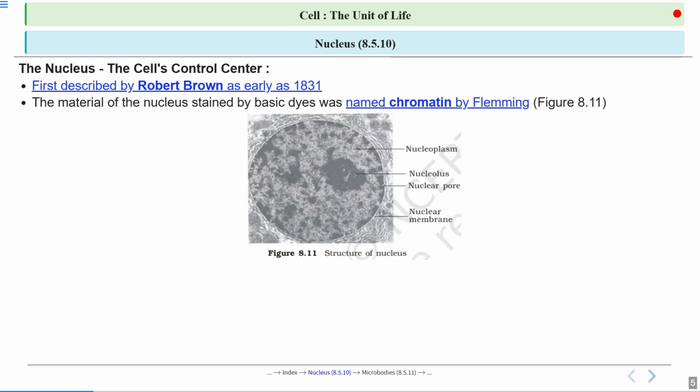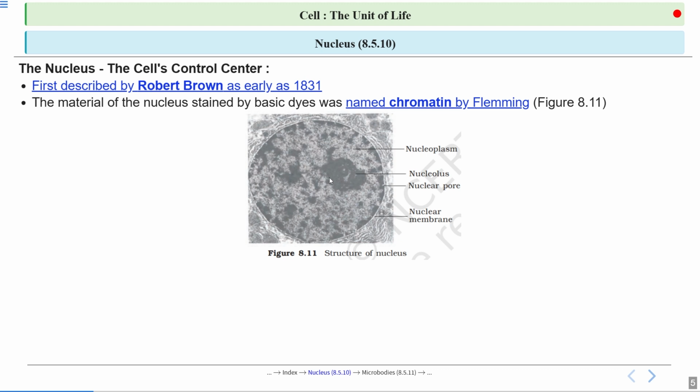Here you can see the image showing you the structure of the nucleus. You can see this is the entire nucleus. Now the fluid present within the nucleus is known as the nucleoplasm. Then within the nucleus, the nucleolus is present.